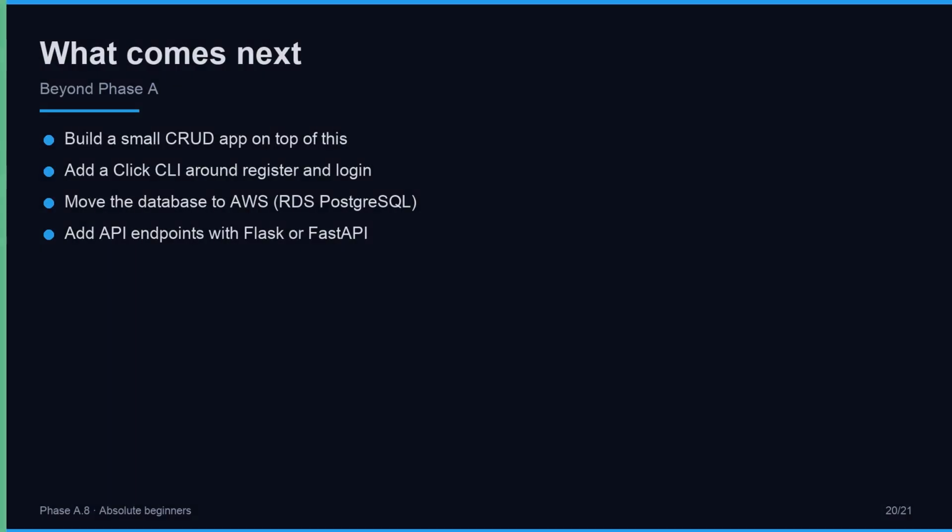Where could you go next? Turn this into a small CRUD app: create, read, update, delete users with proper permissions. Add a click CLI around register and login so you can manage users from the terminal. Move the database to AWS, RDS PostgreSQL, and watch the same SQL work against a managed cloud database. Add HTTP endpoints with Flask or FastAPI so other programs can register and log in over the network. The capstone is the foundation. Everything you build from here rests on it.